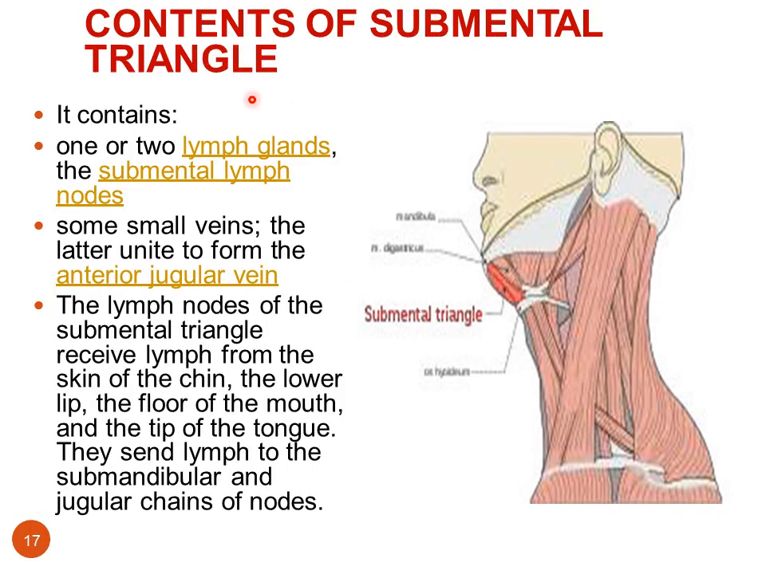Let us discuss the contents of the submental triangle. It contains submental lymph nodes, one or two lymph glands, and some small blood vessels that later unite to form the anterior jugular vein. The lymph nodes of the submental triangle receive lymph from the skin of the chin, lower lip, floor of the mouth and the tip of the tongue. They send lymph to the submandibular and jugular chain of nodes. So you should remember the boundaries and contents of the submental triangle.